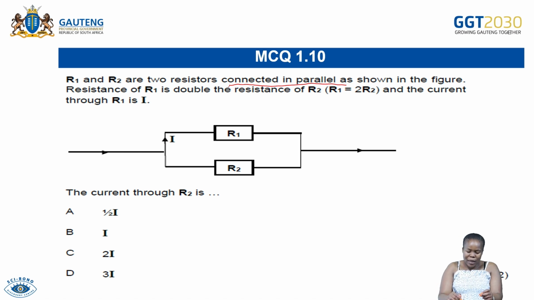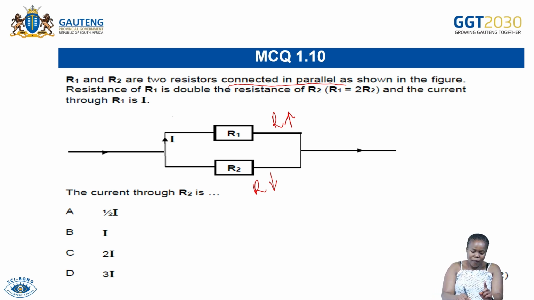Meaning that the resistance here is higher as compared to the one of R2. So the resistance here is lower. And the current, they go on to say, and the current through R1 is I.